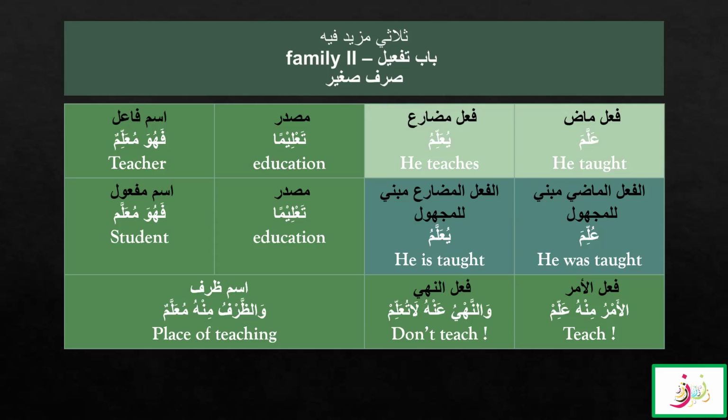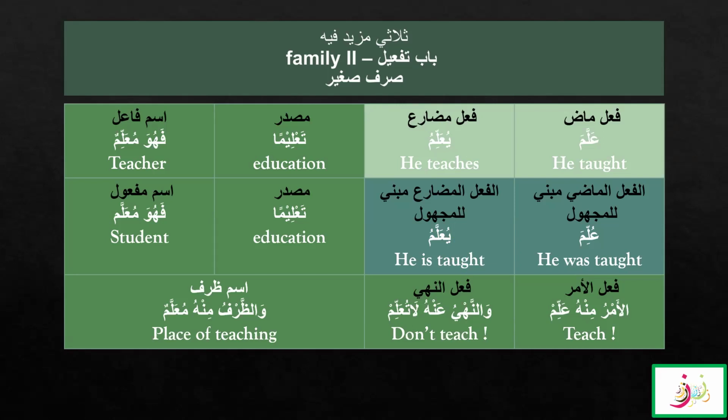Let's see the فعل مضارع مبني للمجهول يؤلموا. Remember the فعل مضارع for the معلوم chart. يؤلموا, this is يؤلموا. So here you are going to recite the chart. This is for Saf Sagir, and again the Saf Kabir chart will go like this.